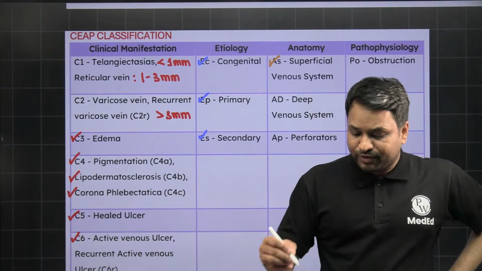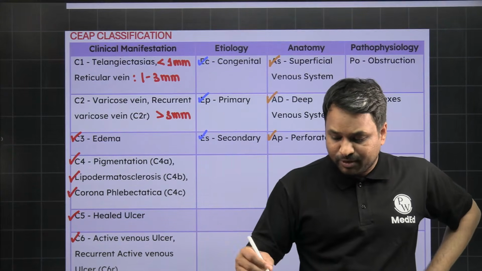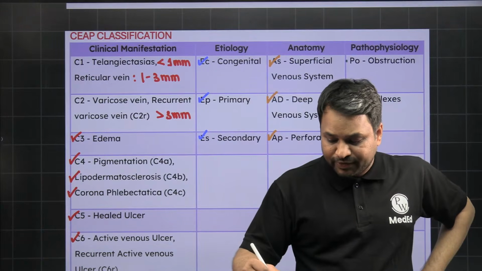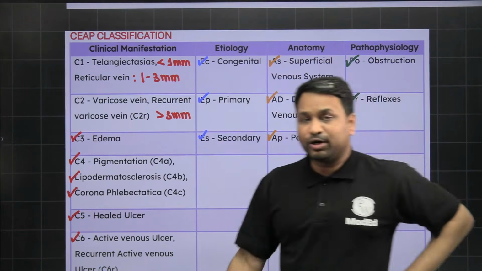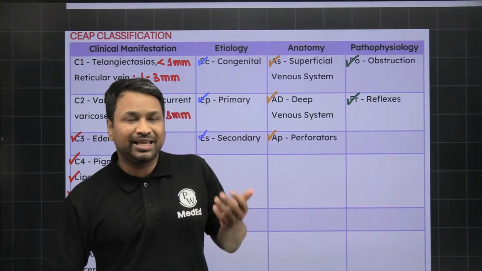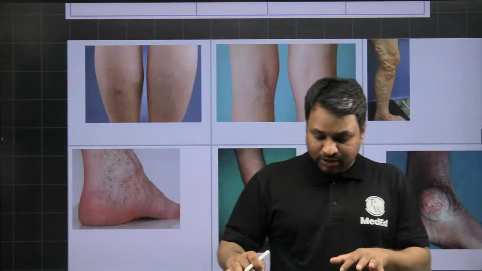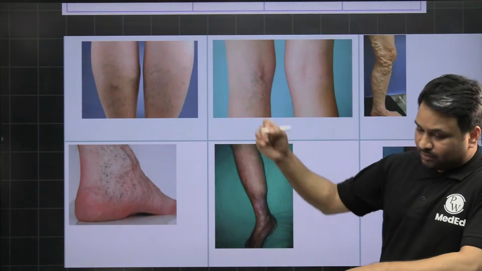Based upon the etiology, EC is congenital, EP is primary etiology, ES is secondary etiology. Anatomy: AS is involvement of the superficial venous system, AD is deep venous system, AP is perforator. Pathophysiology: if it is because of obstruction, it is PO, and if it is because of reflux of blood flow, it is called PR in general. So these are the images that you need to remember.